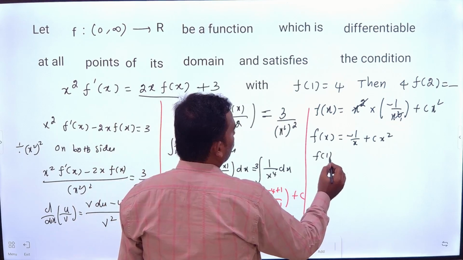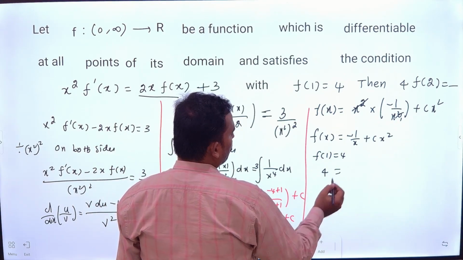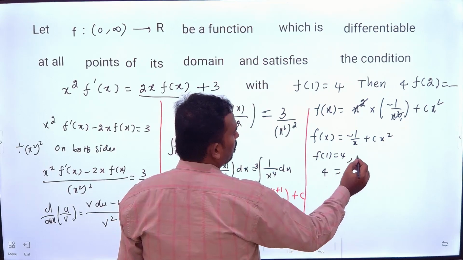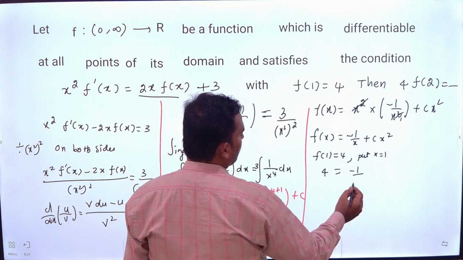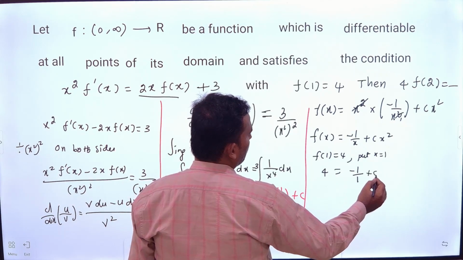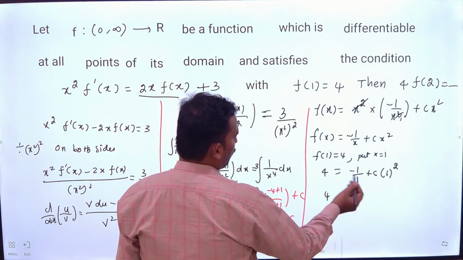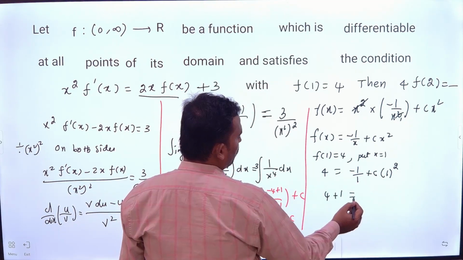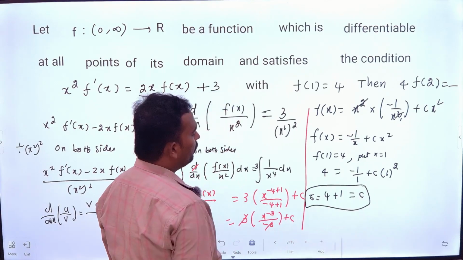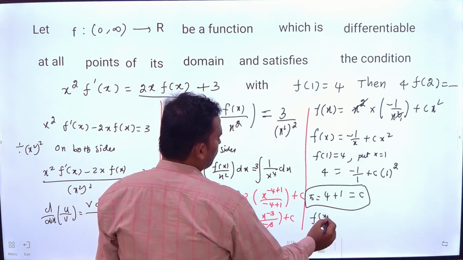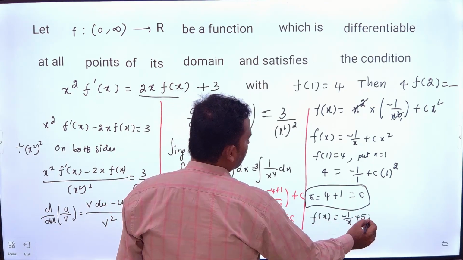f of 1 is equal to 4 is given, just substitute it here. So 4 is equal to, I am just substituting x equal to 1. Put x equal to 1. What will we get? 4 equals minus 1 by 1 plus c into 1 whole square. The minus 1 you send to the left side, 4 plus 1 is equal to c. This is 5. c will be 5. So therefore, the original function is what? Minus 1 by x plus 5x square.